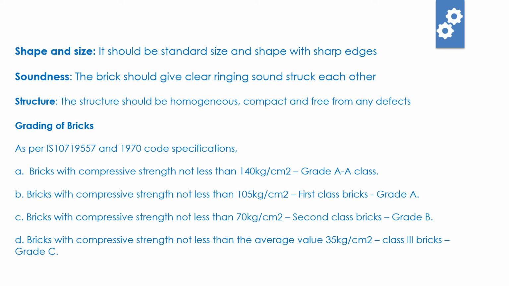Grading of bricks. As per IS 1077 code specifications, bricks with compressive strength not less than 140 kg per centimeter square are for AA class. Bricks with compressive strength not less than 105 kg per centimeter square are for grade A. Bricks with compressive strength not less than 70 kg per centimeter square are second class bricks, or grade B. Bricks with an average compressive strength not less than 35 kg per centimeter square are class C bricks, grade C.